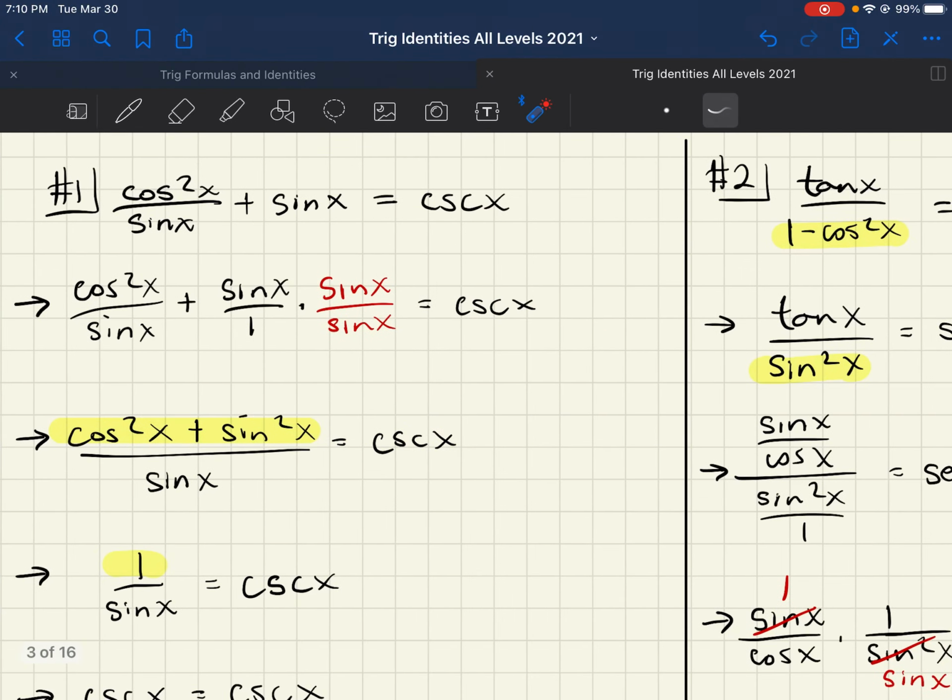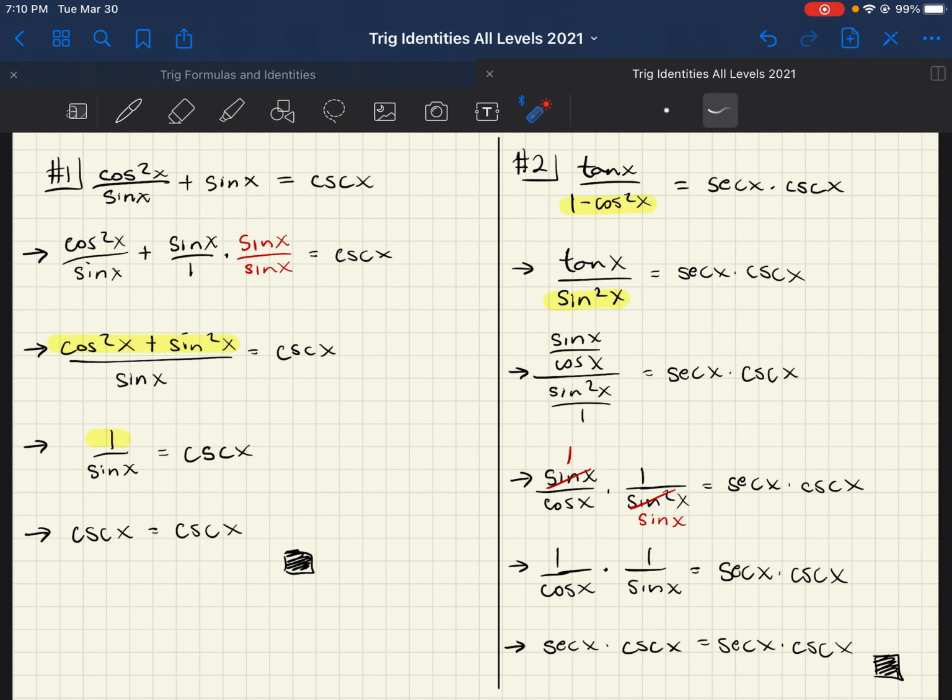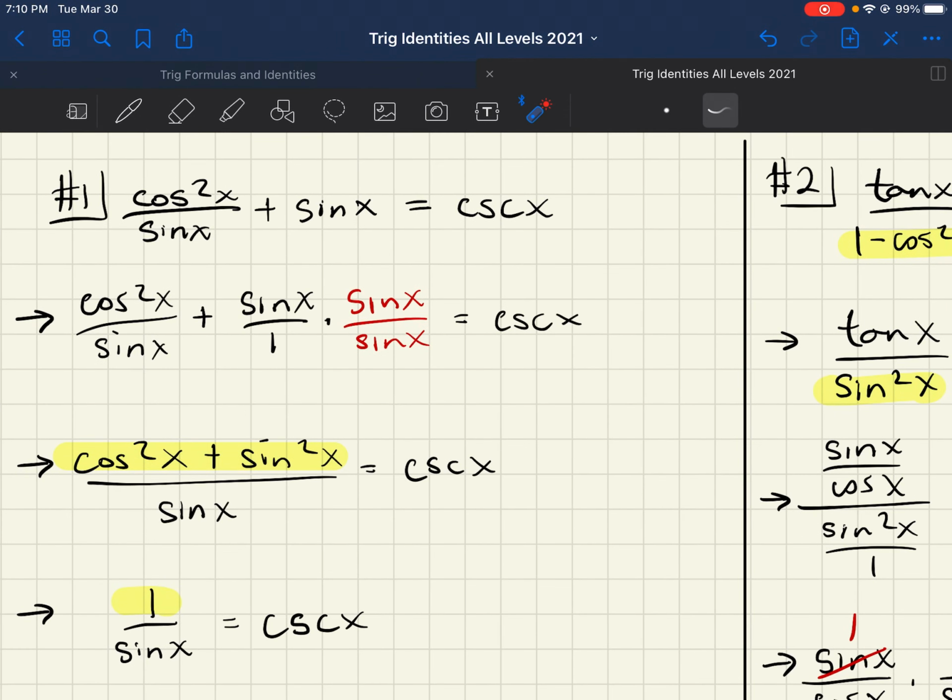So we start here with number 1 and 2. We're trying to verify or prove that cosine squared of x over sine of x plus sine of x equals cosecant. What I did here is get a common denominator. Think of this sine of x over 1, and I multiplied by sine of x over sine of x. This gives me that common denominator of sine so that I can add these together. So now I'm going to have cosine squared plus sine squared, because sine of x times sine of x is sine squared, over sine of x.